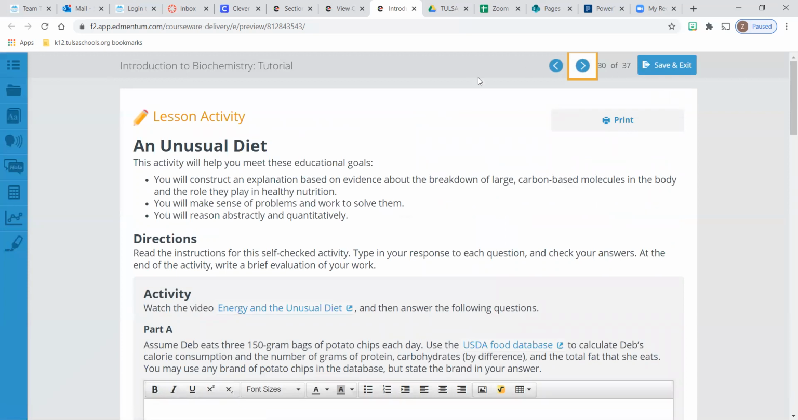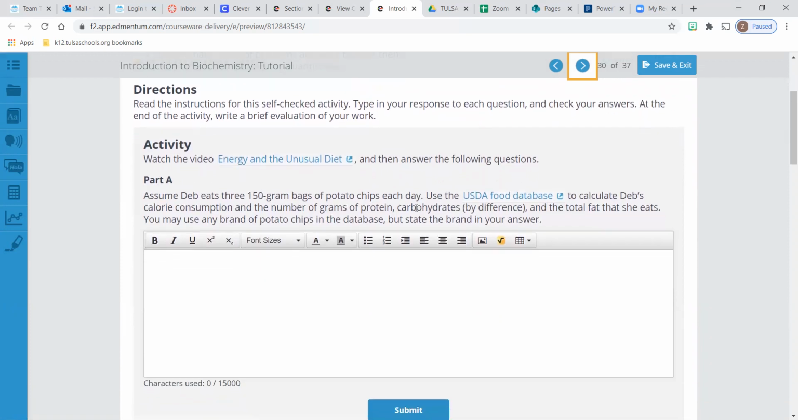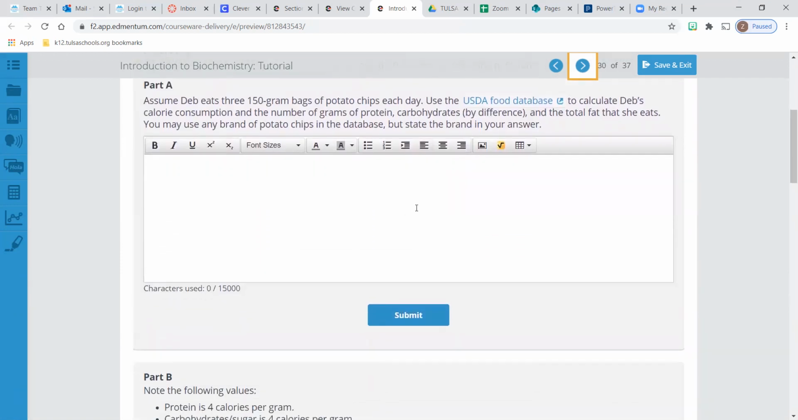Here in this lesson activity, you're going to watch a video and then answer some of these questions. Assume Deb eats 3 150-gram bags of potato chips each day. Using the food database from the USDA, calculate Deb's calorie consumption and the number of grams of protein, carbs by difference, and the total fat that she eats.